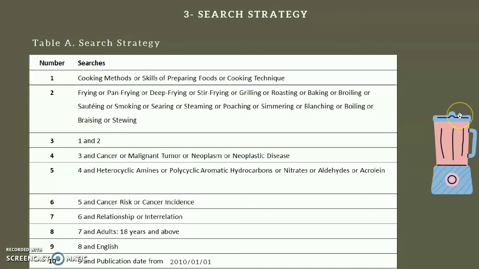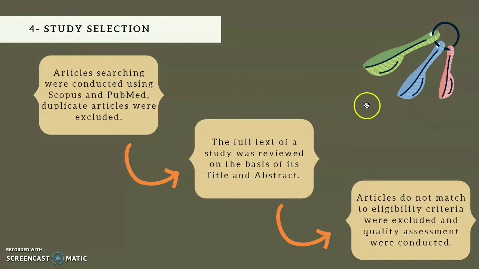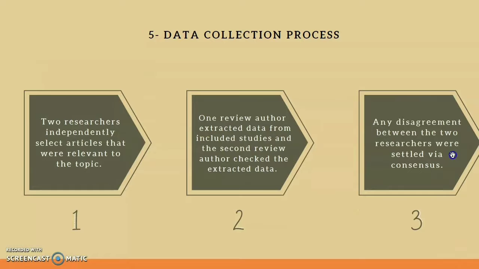The search strategy: as you can see, these are all the keywords that I used during the article searching. And fourth is study selection. Article searching was conducted using Scopus and PubMed, and duplicate articles were excluded. The full text of the study was reviewed on the basis of the title and abstract. Articles that did not match the eligibility criteria were excluded and quality assessment was conducted.